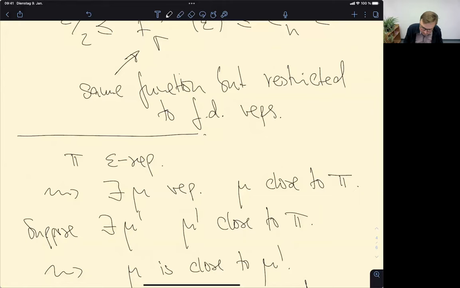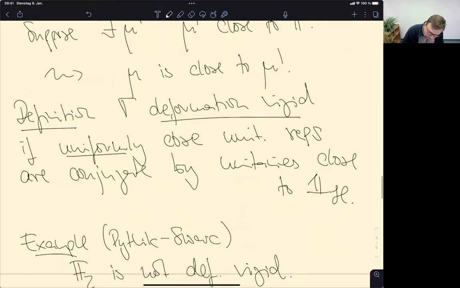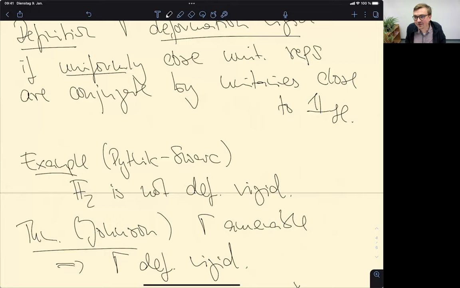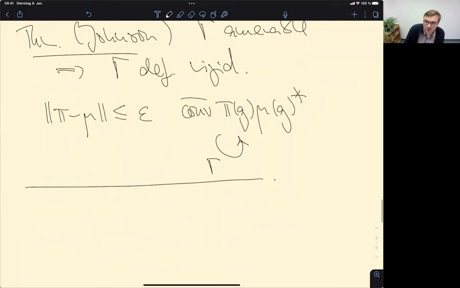In fact, you are completely right. I will now use this deformation rigidity in the proof, and I just took that as the motivation to introduce it. So maybe you know the proof already so well that you see that I'm cheating a bit when I take that as the motivation.